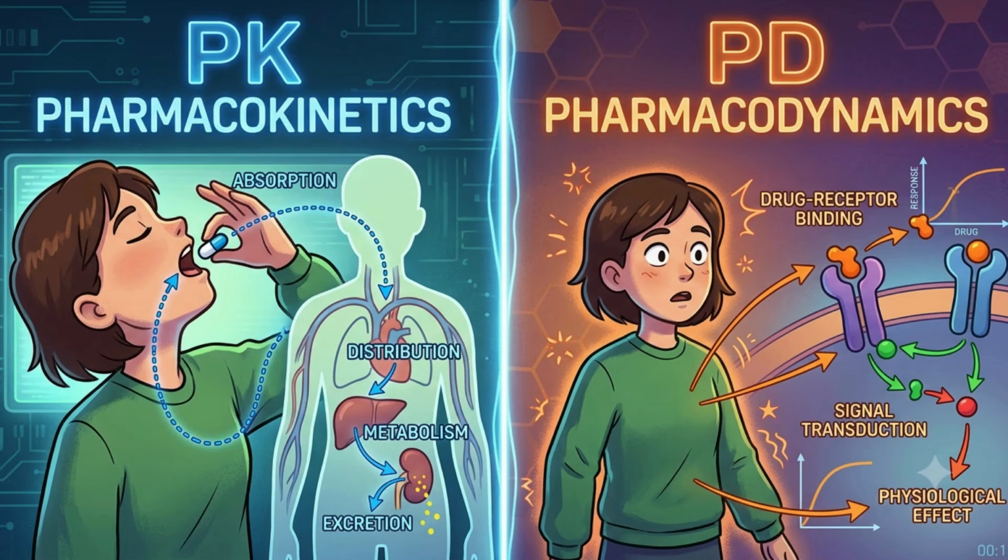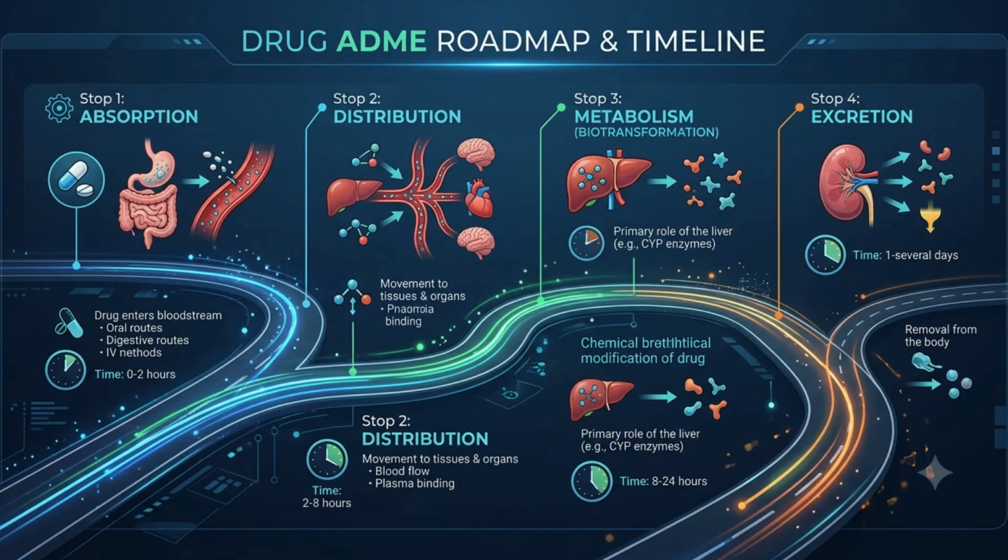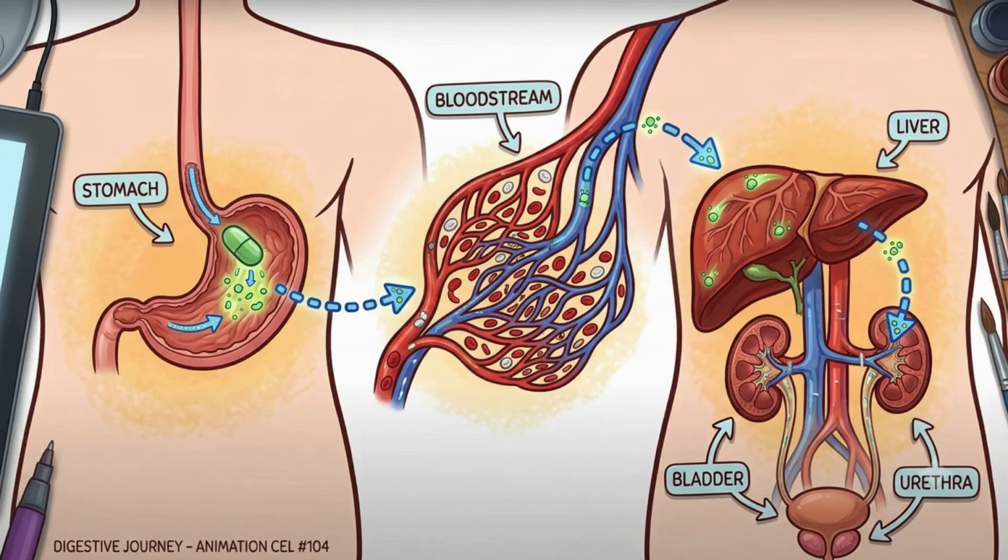Longer, a key reason doses get adjusted in kidney disease. Together, these four processes determine a drug's concentration in the body over time, and that curve tells doctors how much to give, how often, and for how long.